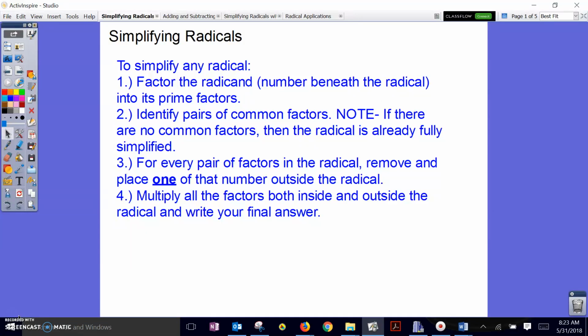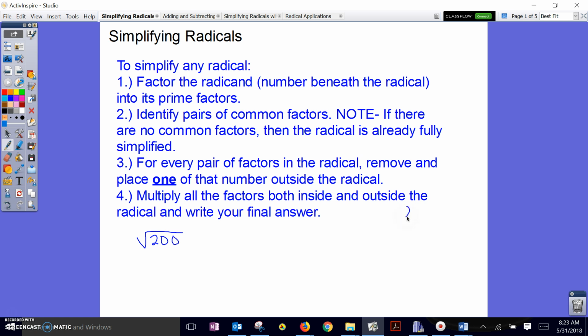Okay, in this video we're going to talk about how we simplify radicals. For instance, in this beginning page, we're going to simplify the radical square root of 200. The first step we're going to take in order to simplify this radical is we're going to factor the radicand into its prime factors. The radicand, of course, being the number beneath the radical.